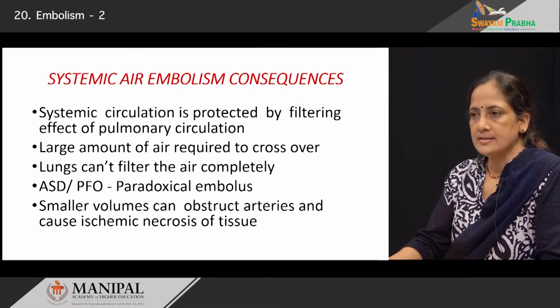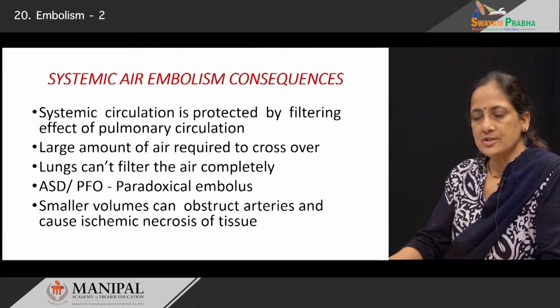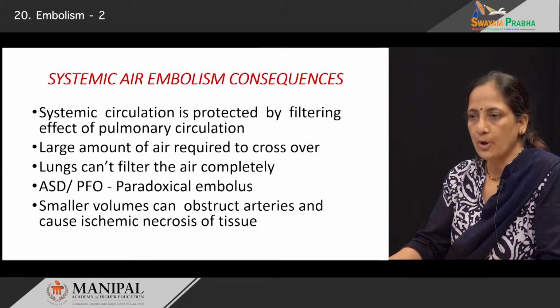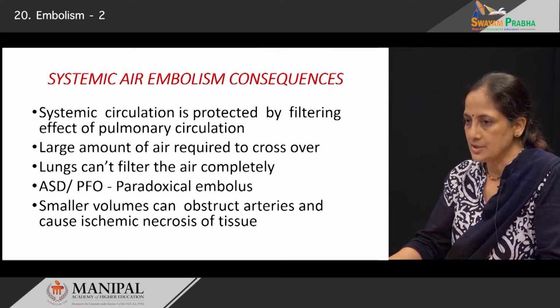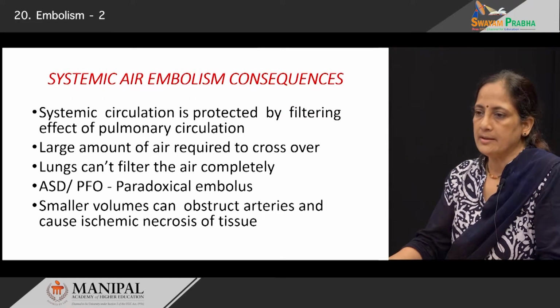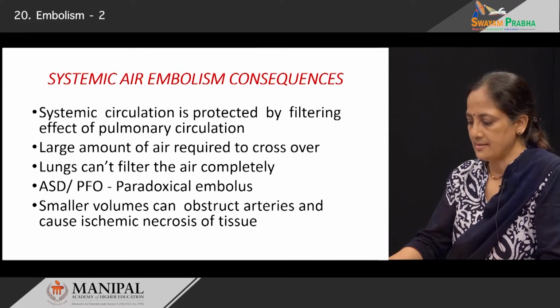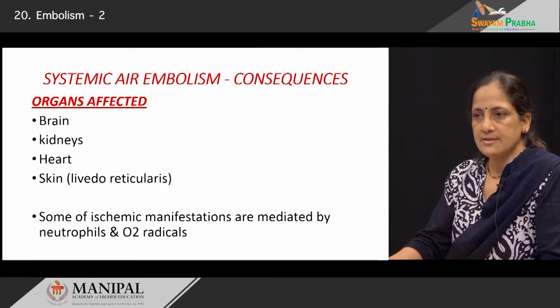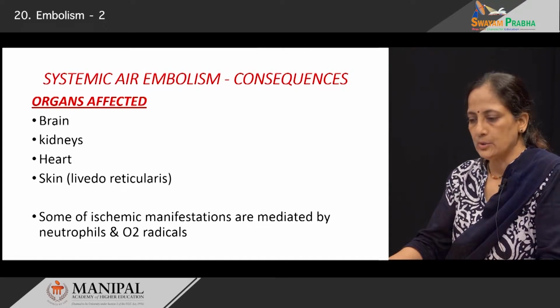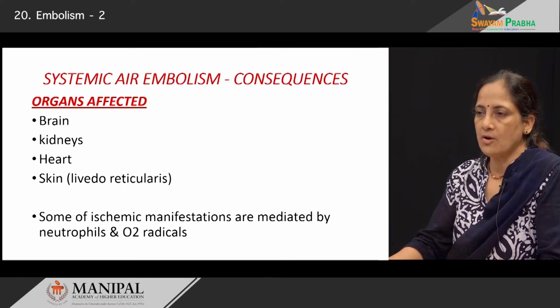As this air enters the systemic vessels, it goes into smaller and smaller vessels, and therefore small volumes are enough to block arterial supply to certain tissues and result in ischemic necrosis or infarction of that tissue. The organs affected in systemic air emboli include the brain, the kidneys, the heart, and the skin. Adding to the blockage by this mass is also the detrimental effect caused by accumulating neutrophils and the release of free oxygen radicals in the hypoxic tissues.